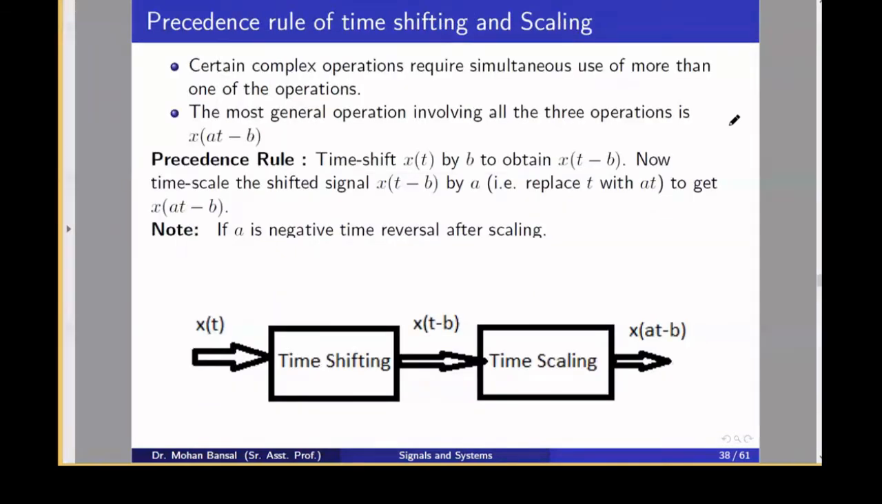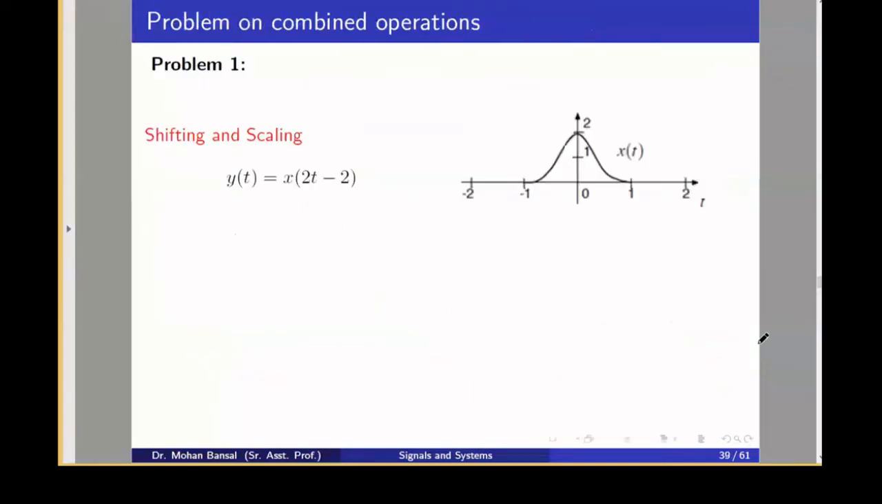These are the individual operations: time shifting, time scaling, time reversal, the isolated operations you have solved previously. Now we have to combine all of them. Like that, you are given x(at-b). In that case, you can first apply time shifting, then time scaling. First you shift the signal by the amount of b and you scale the signal by the amount of a. If a is negative, then you can apply folding. So these three operations you can combine.